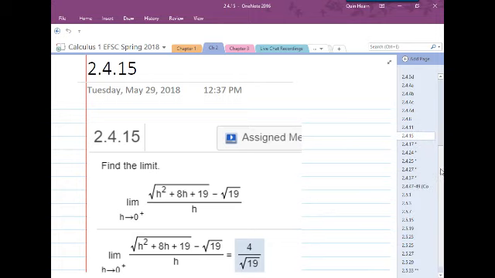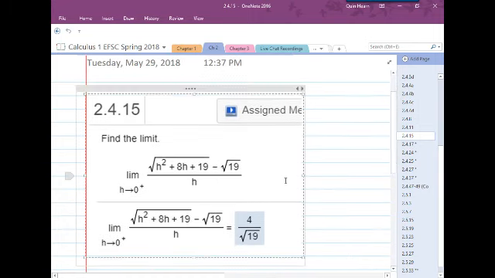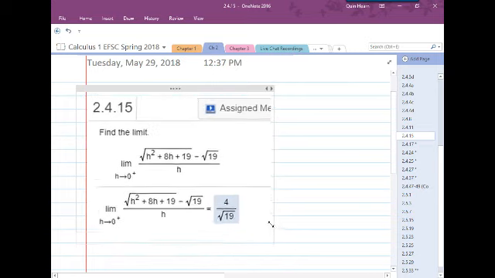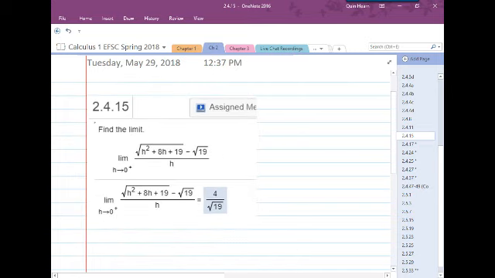Okay, here's another one that I thought you might want to see, and this will be the last thing for today, and then I'm just going to leave you to it. Okay, so we're trying to find the limit as h approaches 0 from the right.